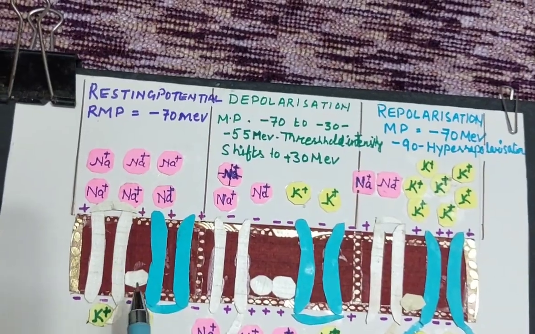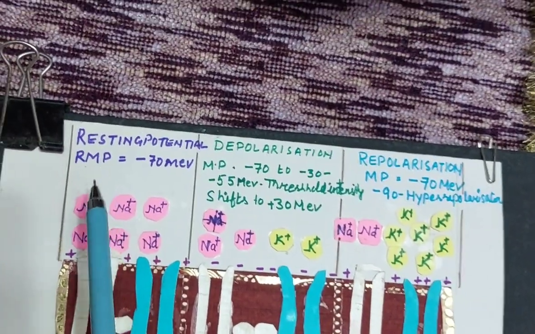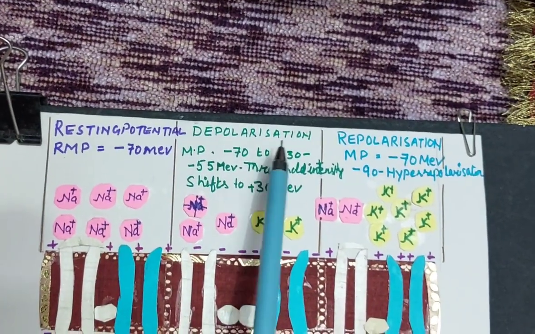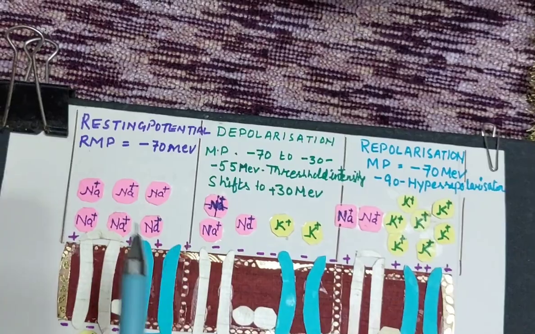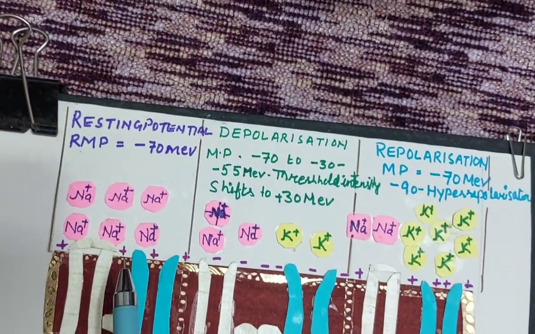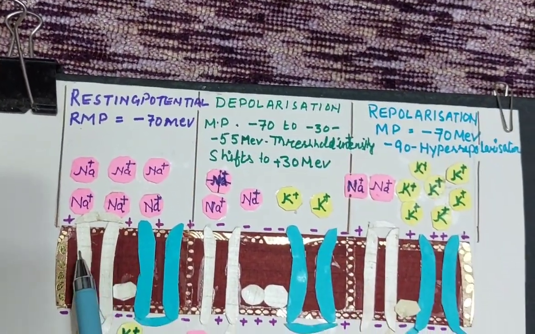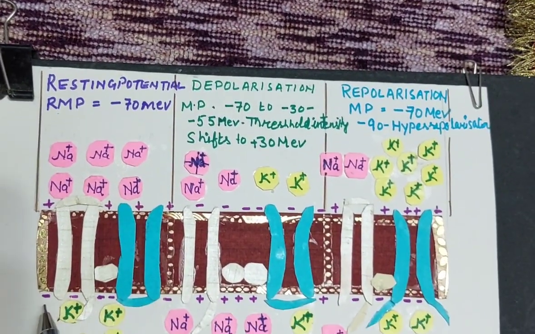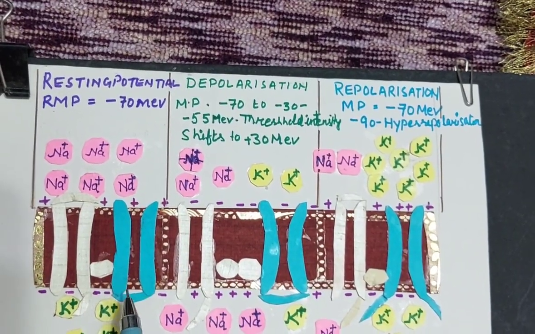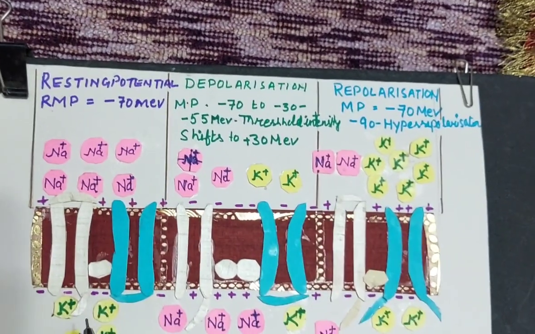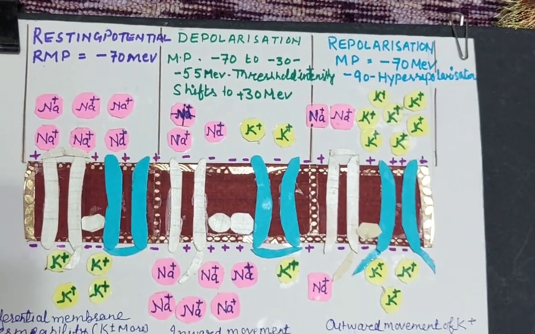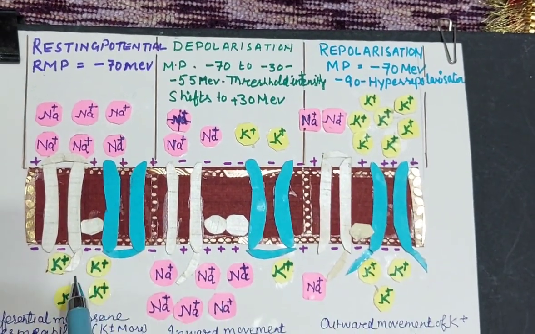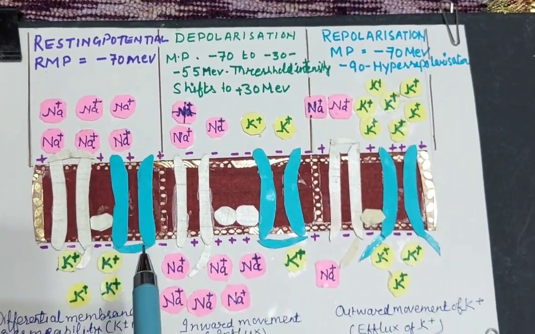So here there are three stages of the axon while conducting a nerve impulse: resting potential, depolarization, and repolarization. What is the resting potential and what type of polarity remains here? Here the axonal membrane is positively charged outside and negatively charged inside. Why does this happen? Because of three reasons. First, differential membrane permeability. The membrane is more permeable to the potassium ion.